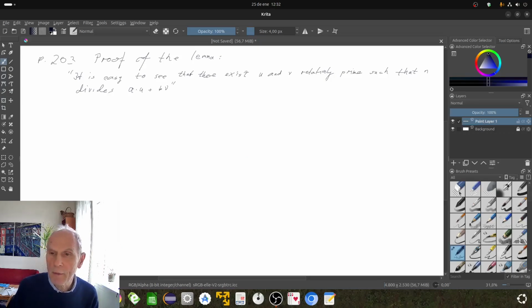Well, as far as I remember, it should be C. So if we choose U equals C divided by the greatest common divisor of A and C, and V being minus A divided by the same guy, then U and V are mutually prime, and of course this sum gives naught, and the proof will work with this choice. So I think this is overcomplicating stuff.